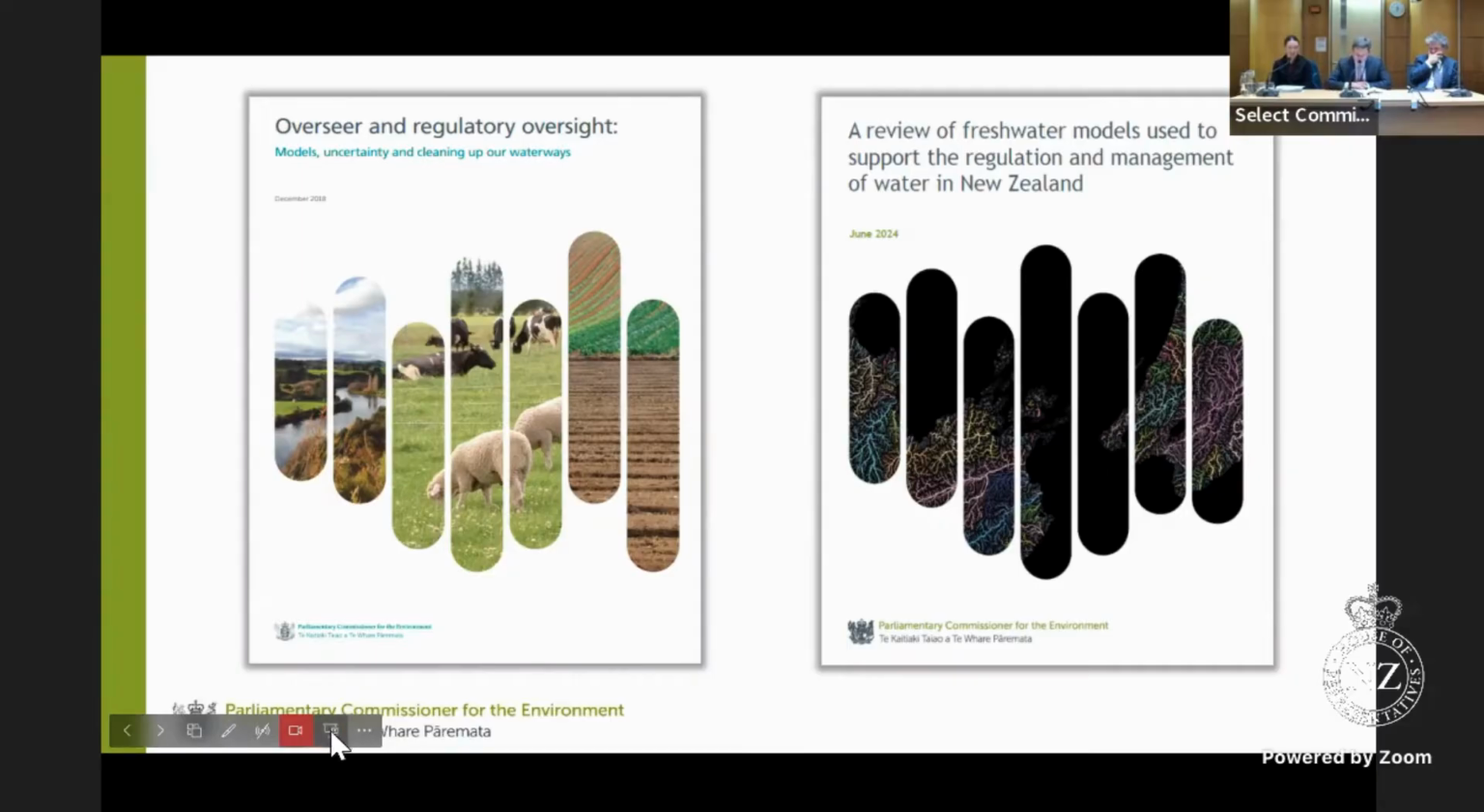The report on the right, which I won't need to read out the title, sought to understand just how well we're using modelling to support our efforts to get on top of our water problems. And the investigation involved a stock take of models currently in use by regional councils and unitary authorities, as well as a technical evaluation of the most commonly used models. It included a separate report which we commissioned on Māori freshwater models developed by or in close collaboration with mana whenua. Now, the key findings are as follows.